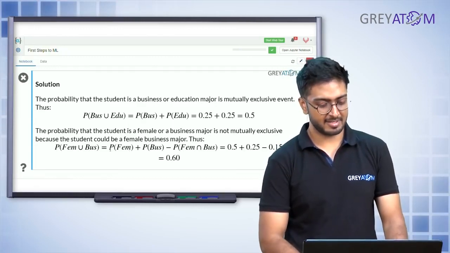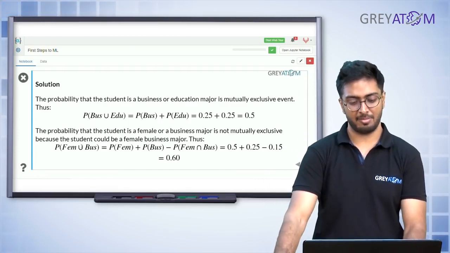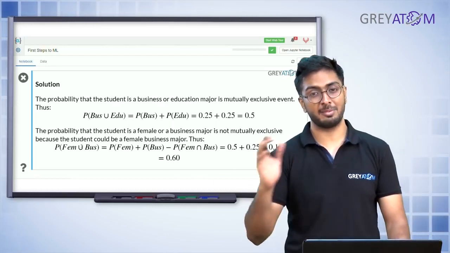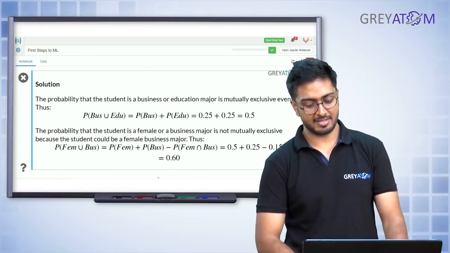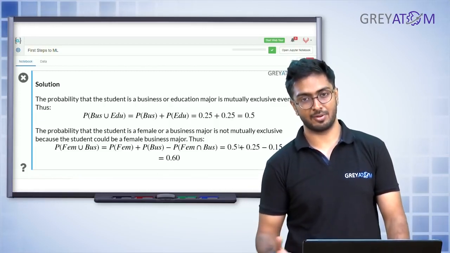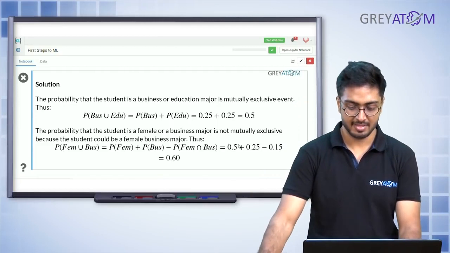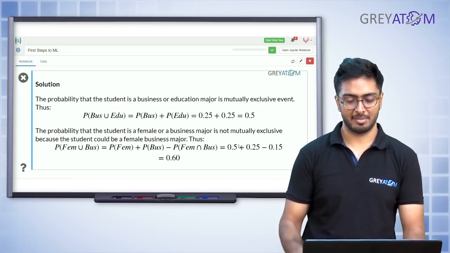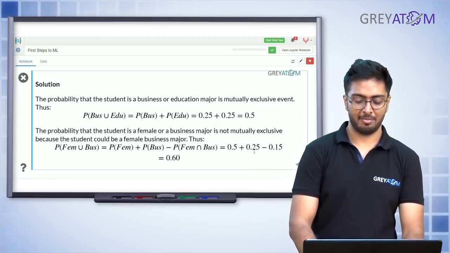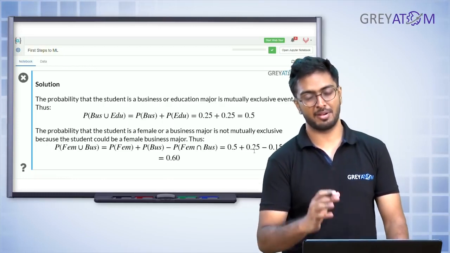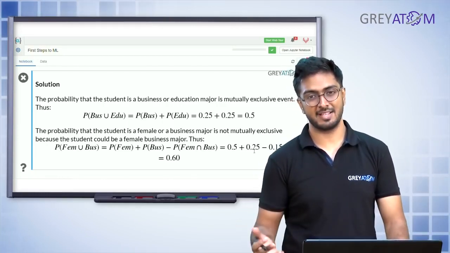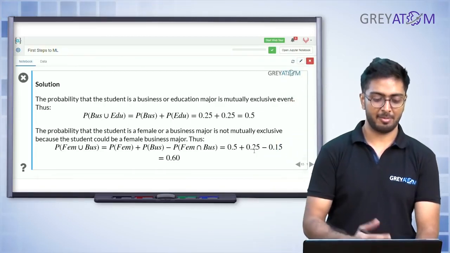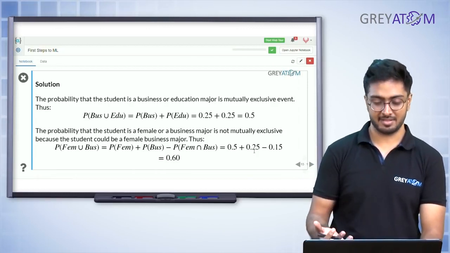So now what is the probability that someone would be female or a business major? It is the probability of female plus the probability of business major minus the probability of being both a female as well as a business major. So you can see that is 0.5, because there are a total of 50 females out of 100 students. After that, the probability of business is 0.25, because there are 25 students in each of the majors. Minus the probability of female intersection business, so the probability of people who are both female as well as business major. That is 15 out of 100, so 0.15. So that comes out to be the probability that a student could be a female or a business major is 0.60.